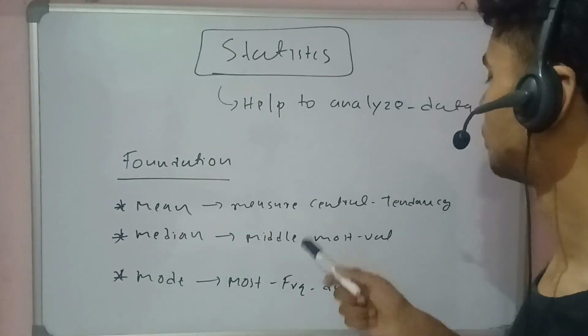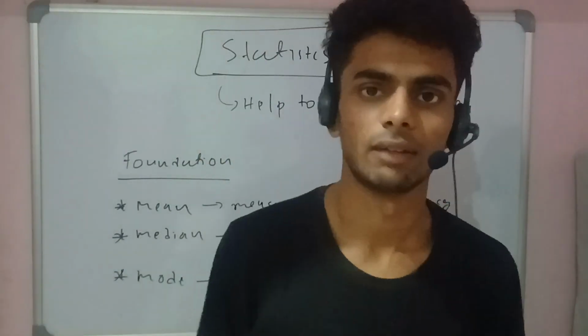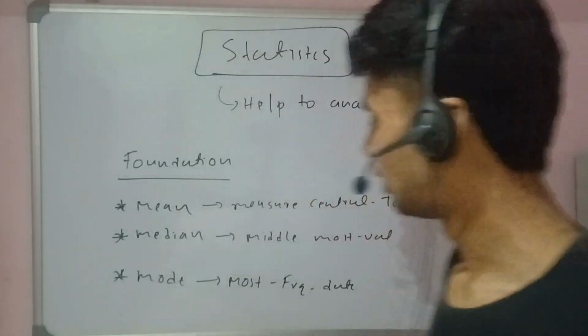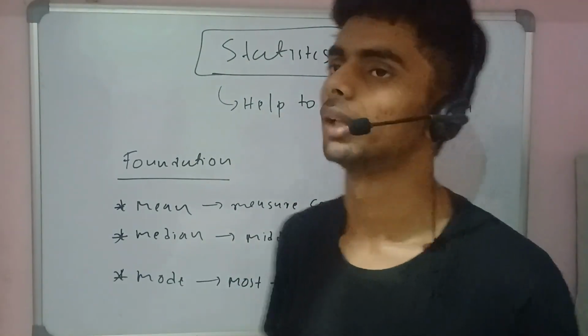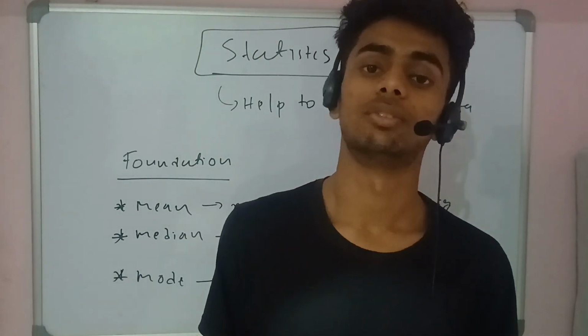Median refers to the middlemost value, like what the middle value is when you find it. And mode refers to the most frequently used data, like which particular data in the entire data set is used most frequently.